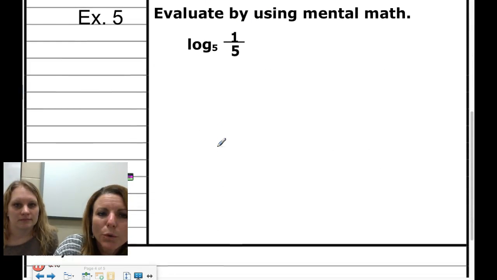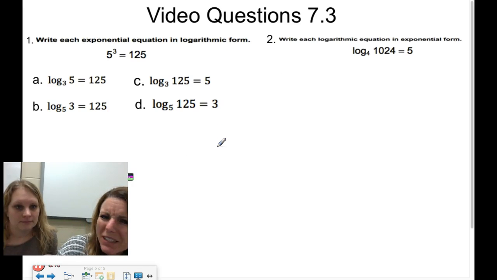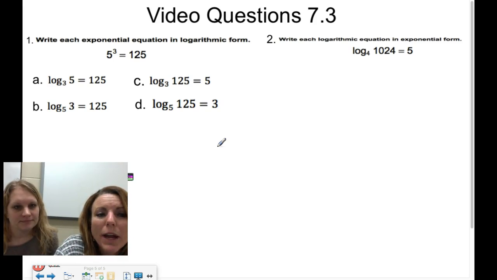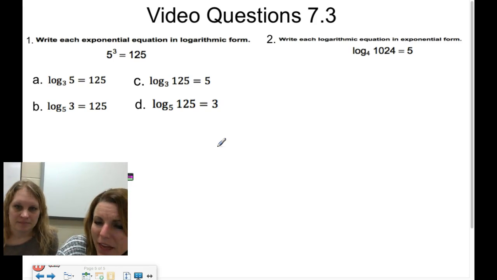All right. Now I'm just going to flip forward. Let's save that one for class. So the video question is, write each exponential equation in log form. Well, not each, there's just one. So pick which one it is, and then write that log equation in exponential form. Easy enough.